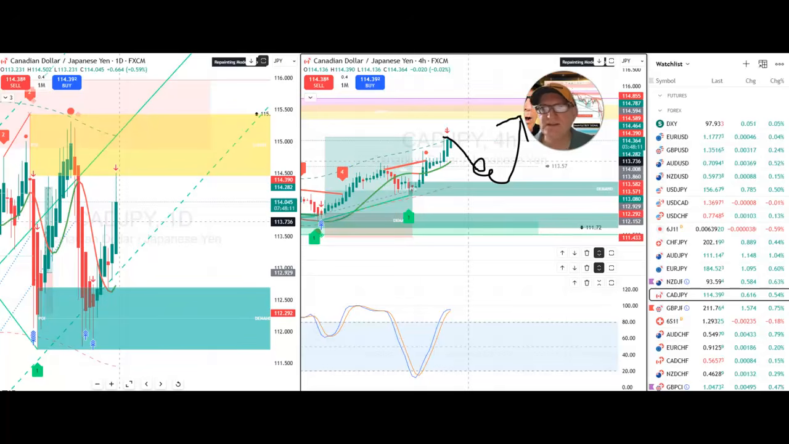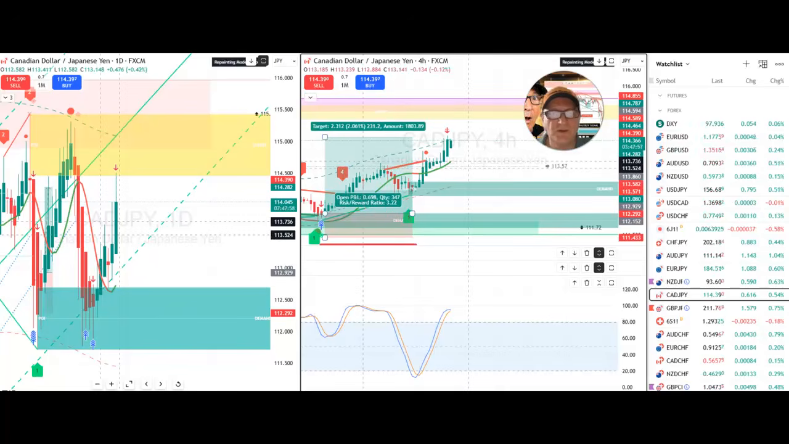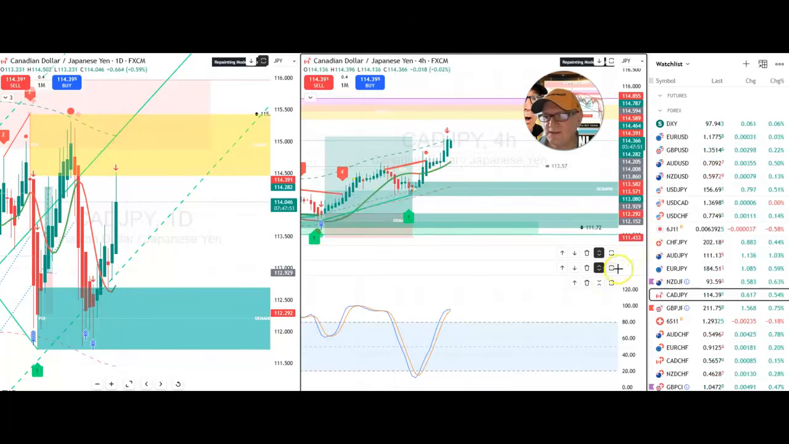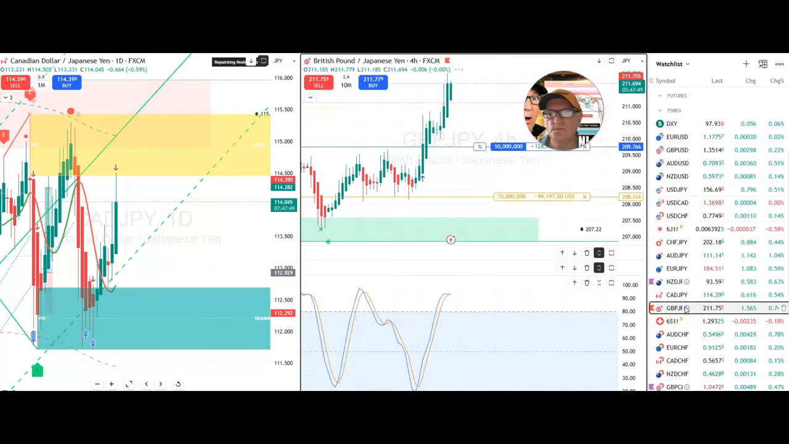231 pips with a 3.22 risk to reward. Very nice indeed. Congratulations if you traded that from the VIP room.